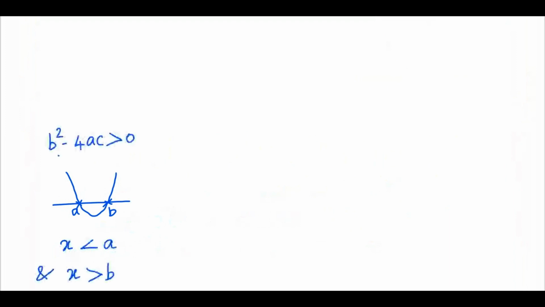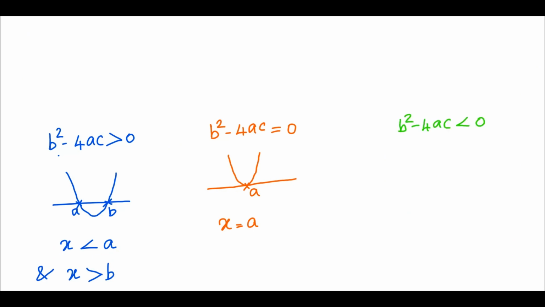The next case is b square minus 4ac is equal to 0. That means the curve touches the axis at one point. Then the solution is x equal to A. Then the third case is b square minus 4ac is less than 0. In this case, the curve does not cross the axis.